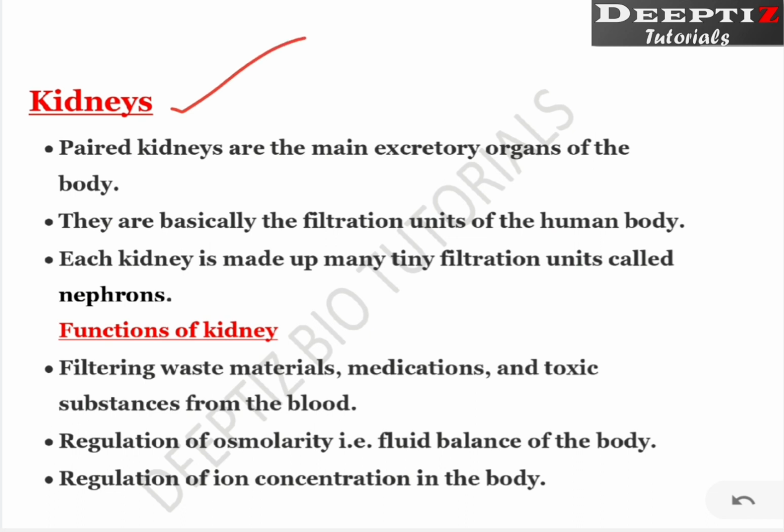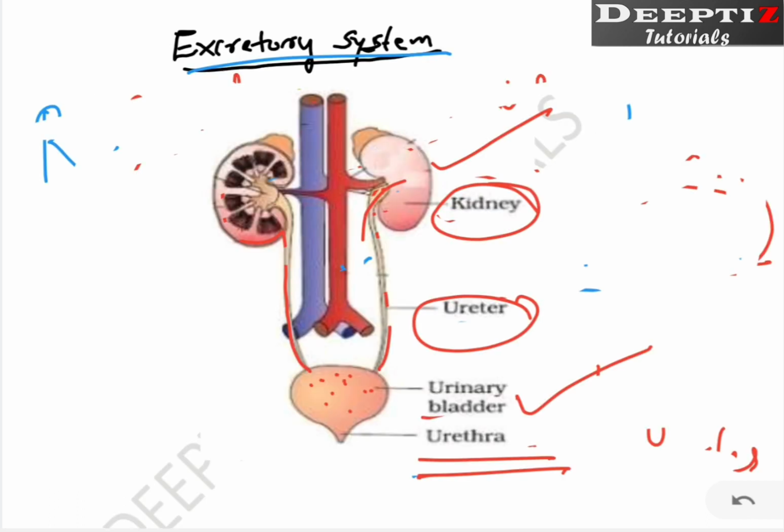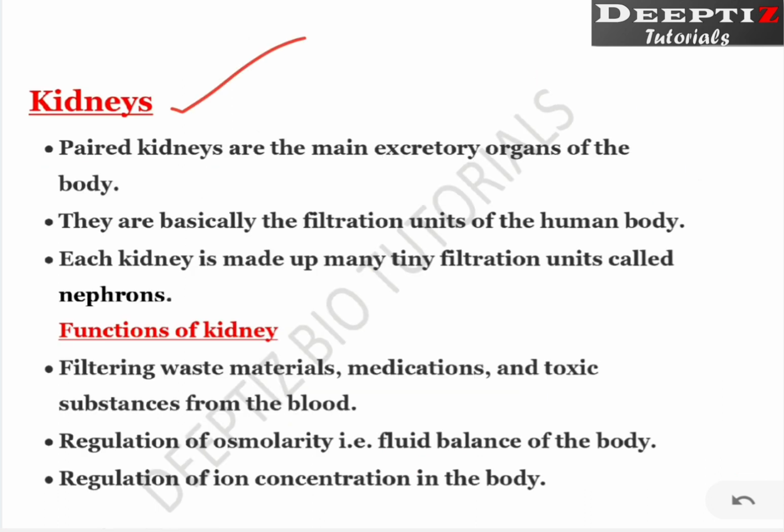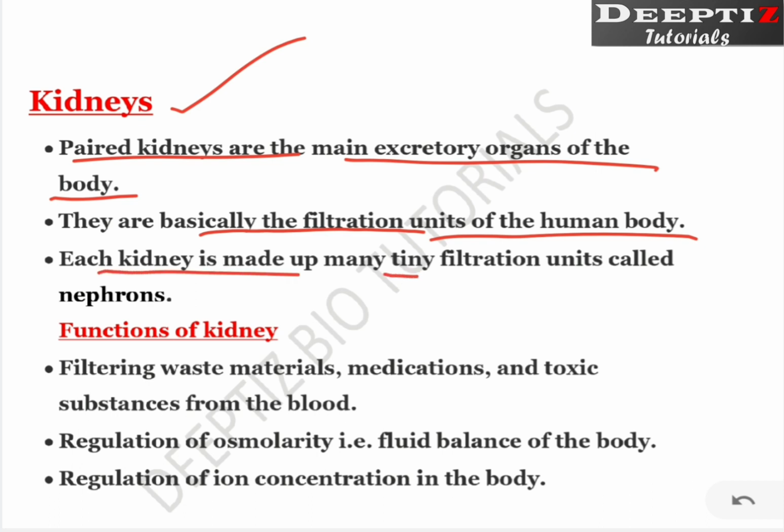Now let's see, temporarily, the overall things about the kidney alone, then we'll go to the detail, right? Kidneys are in pair, and these are the main excretory organs of the body. These are basically the filtration unit of the human body. Each kidney is made up of tiny filtration units called nephrons. The first thing I want to tell you: don't confuse this nephron with the neuron.